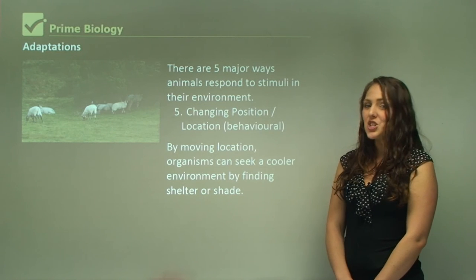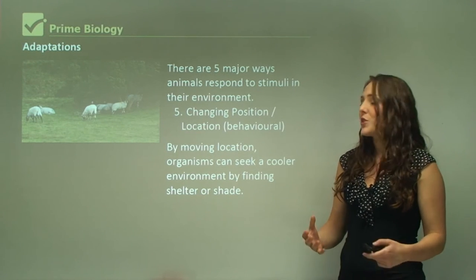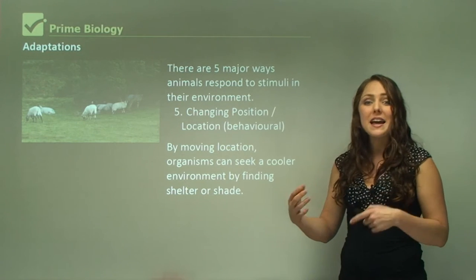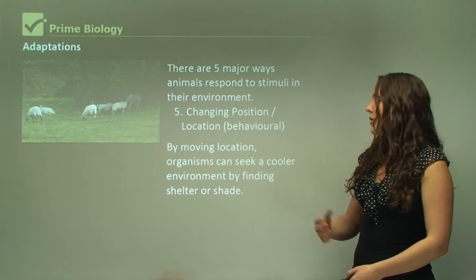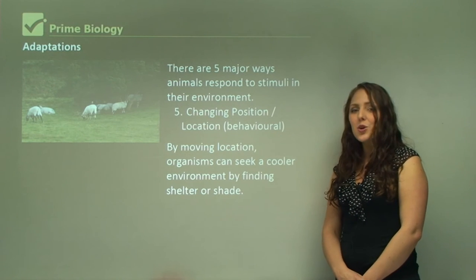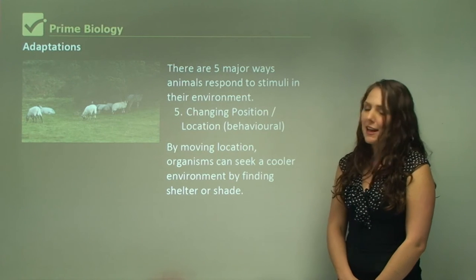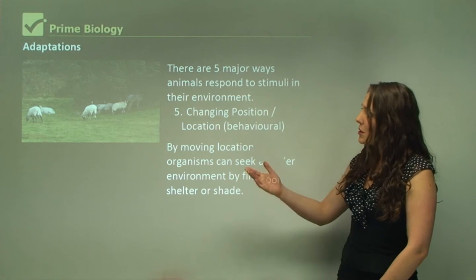Number 5 is changing positions. As animals, we're very lucky that we can actually move to a different location, which is a behavioral instinct. And by moving location, organisms can seek a cooler environment by finding shelter or shade. You'll find that cows actually do this, or horses do this in the middle of the day.